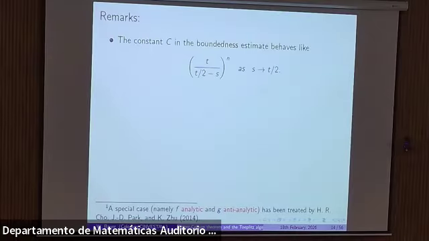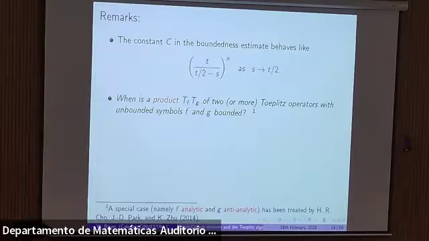Okay, there are here a few remarks. There is a constant which appears in the estimate, and one sees from the calculations that that constant actually blows up if you approach the critical time t/2 with s. And the rate of blow up is just what's written here on the slide. A bit more general question, which also has been treated, is when a product, for example, of two Toeplitz operators, not a single Toeplitz operator, is bounded, if the symbols f and g are unbounded. That's a bit different question. Even so, such products in many cases can be reduced to just a single Toeplitz operator where the previous theorem applies, but you may ask more general questions.